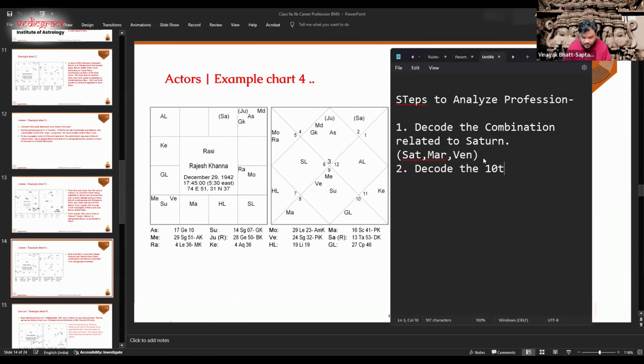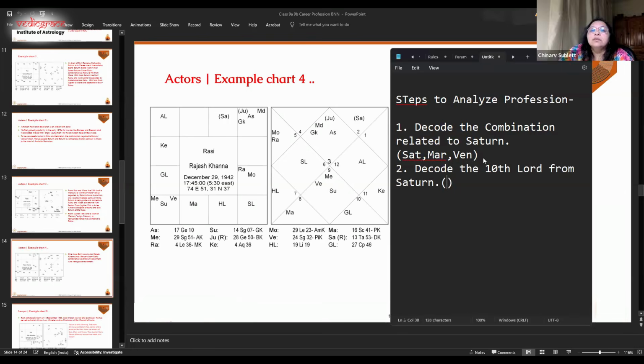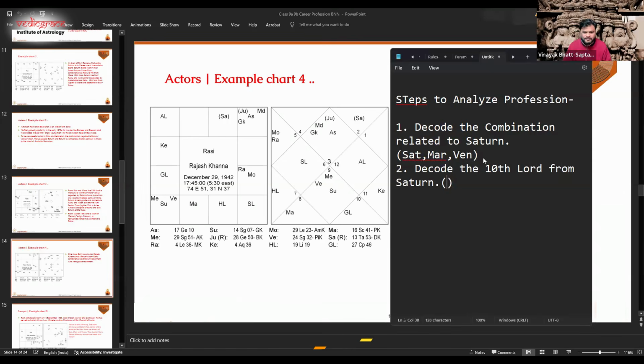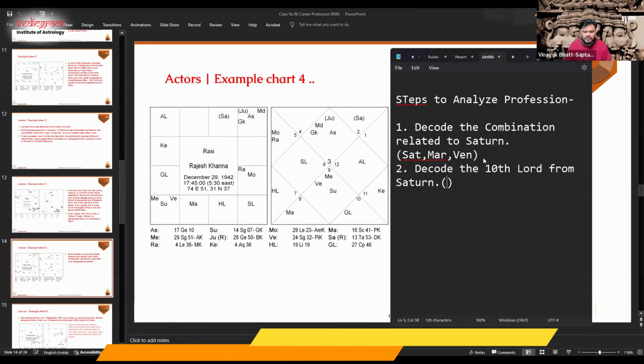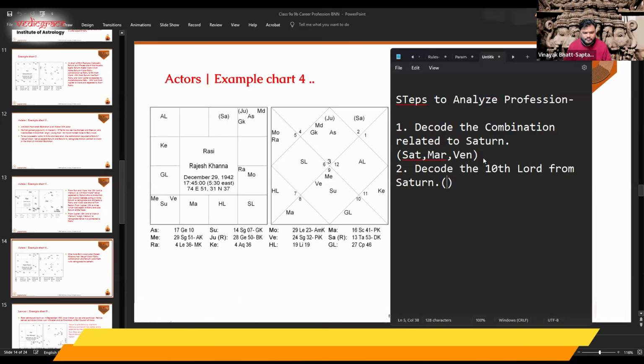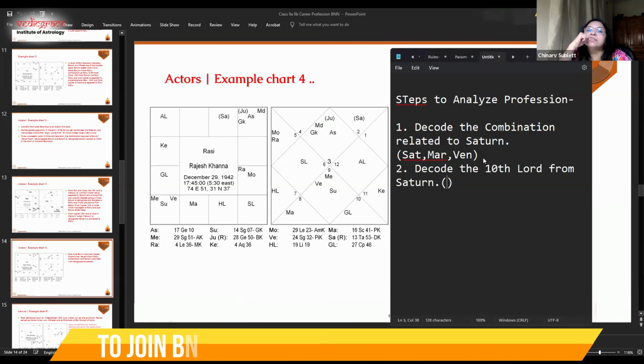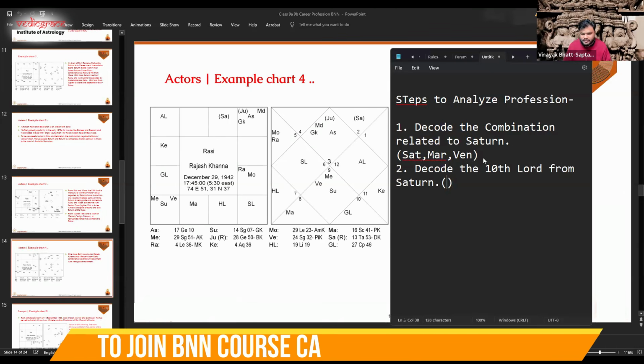Now, decode the 10th Lord from Saturn. What is that? Saturn itself. 10th Lord from Saturn is 7, 8, 9, 10, Aquarius. Saturn. Who is the 10th Lord from Saturn? Again Saturn. Okay. So again, can we write this? Mars, Venus. Correct? Mars, Venus.